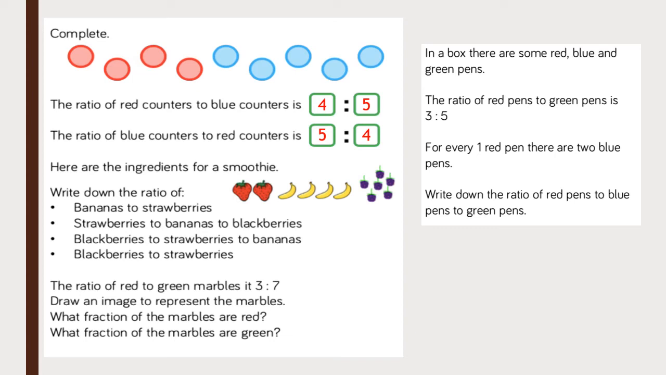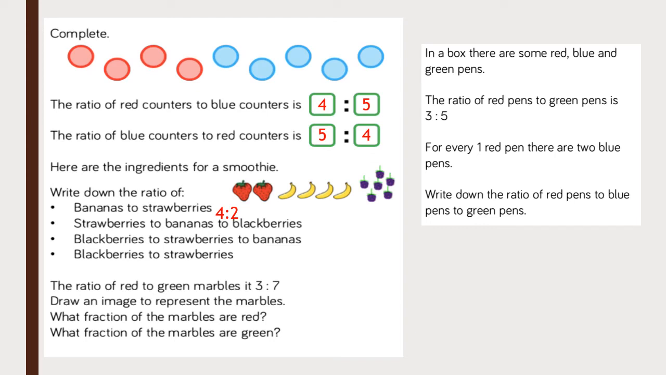Here are the ingredients for a smoothie. Write down the ratio of bananas to strawberries, strawberries to bananas to blackberries, blackberries to strawberries to bananas, and blackberries to strawberries. Well, bananas to strawberries, we can see that there are 4 bananas to every 2 strawberries. So that could be a ratio of 4 to 2. You might also have written that down as a ratio of 2 to 1, and that's okay as well, because we could simplify it. 2 to 1. If we halve the amount of bananas, we can also halve the amount of strawberries.